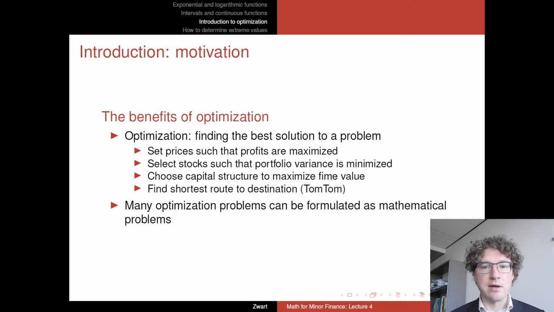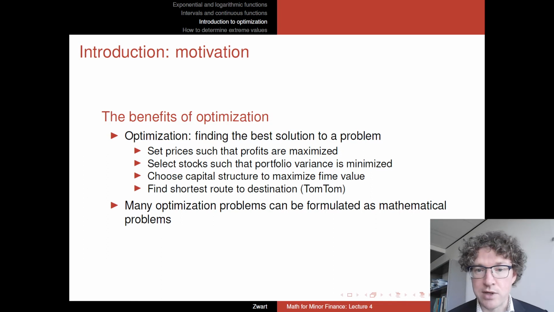If you look at the problem of capital structure in corporate finance, you might be interested in how should I choose my debt and equity ratio so as to maximize firm value. And outside of economics, of course, you might want to find, for instance, the shortest route to a destination. Again, that's a maximization or minimization problem, actually, in this case.